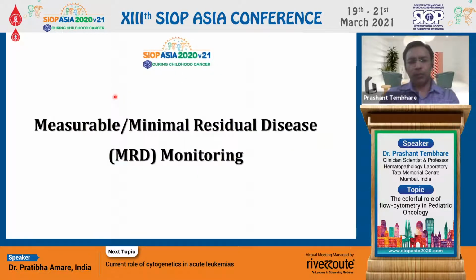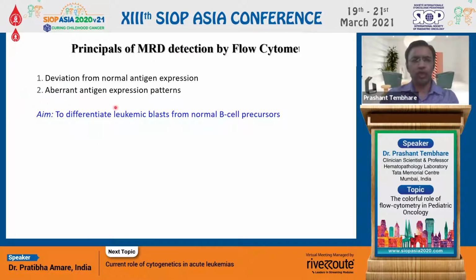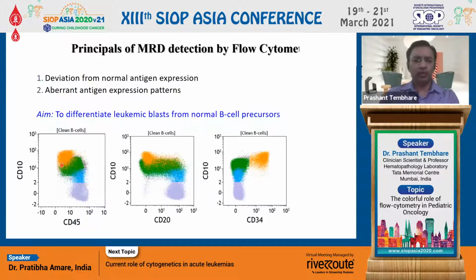Now, coming to the most popular technique nowadays, which is minimal residual disease monitoring. So how do we identify minimal residual disease? We use two methodologies. One is deviation from normal antigen expression, that is abnormal, and the second is aberrant antigen expression. So how do we use that? So this is an example.